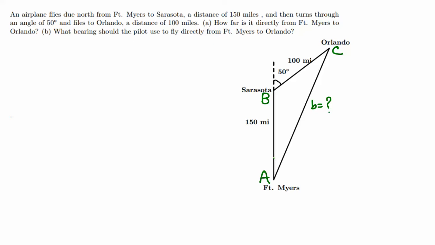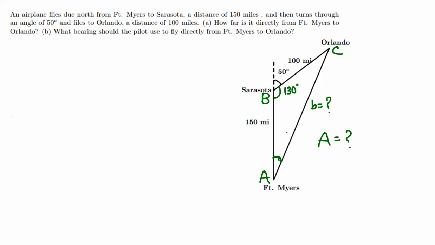So this angle, that means A equals what? Since this is 50, and this is a straight line, so 180. So this angle B is in fact 180 minus 50, so 130.